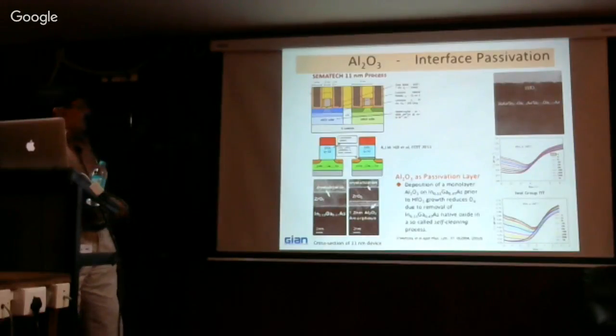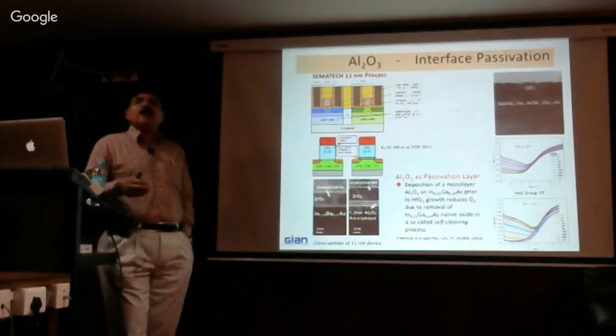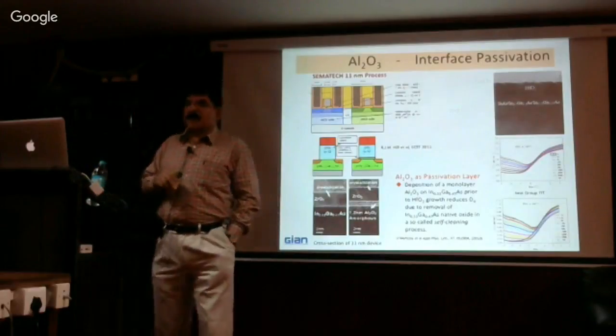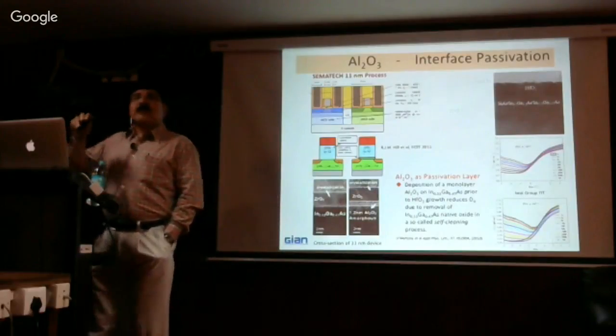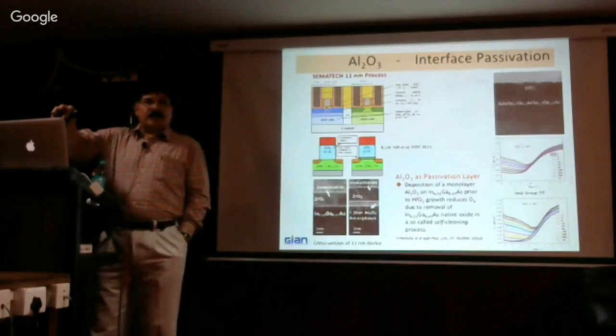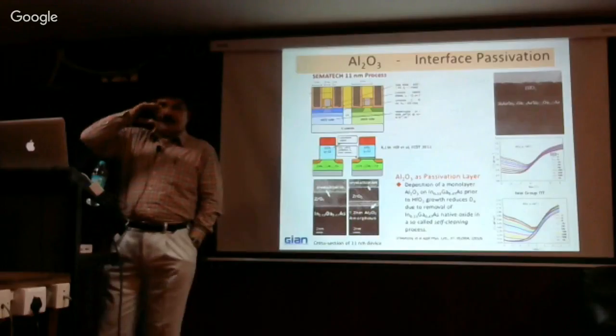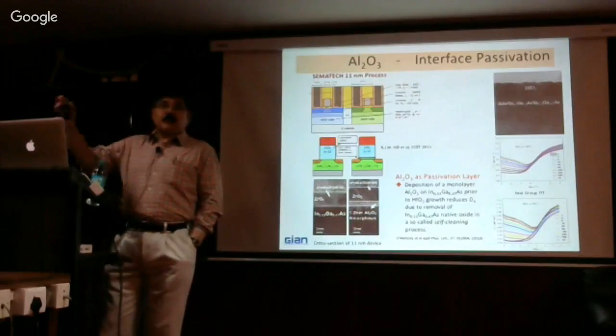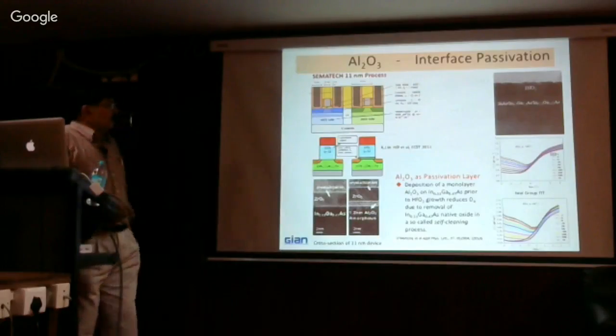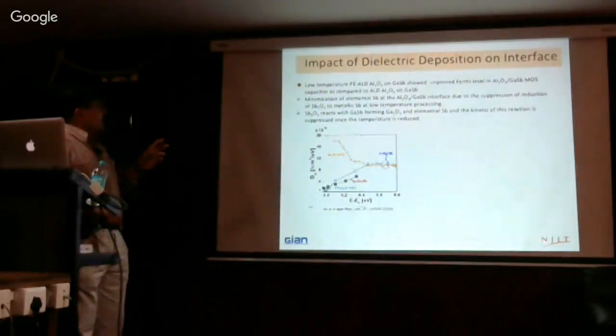So Al2O3, the aluminum oxide as a passivation layer, people put that in, and it improved the device properties. Right now, the moment you get some benefit in gallium arsenide or indium gallium arsenide transistors over silicon, the industry pushes it very hard, so very good devices came out. But it is still backward.